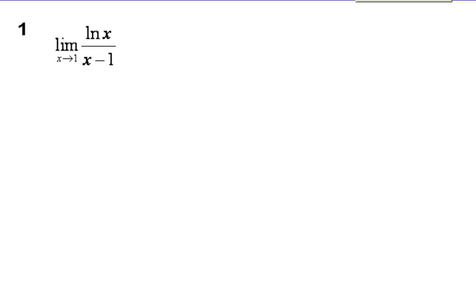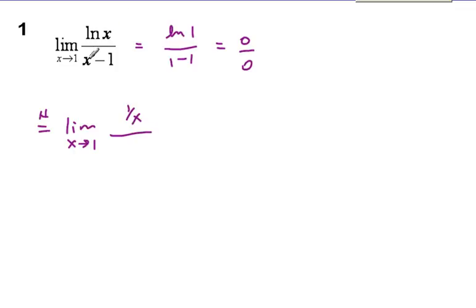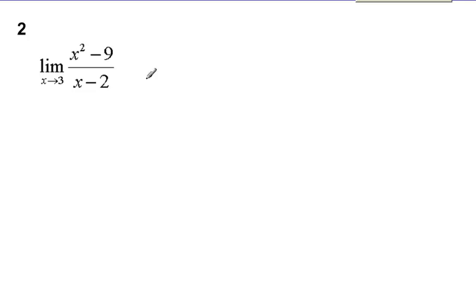All right, so let's try another one here. So remember, always the first step is to plug in the number. So natural log of 1 over 1 minus 1, we get 0 over 0. It's a candidate. So I now take the derivative, the limit as x approaches 1. The derivative of natural log x is 1 over x. The derivative of x minus 1 is 1, and now I plug in 1. 1 over 1 equals 1. I'm done. Let's try our next one.